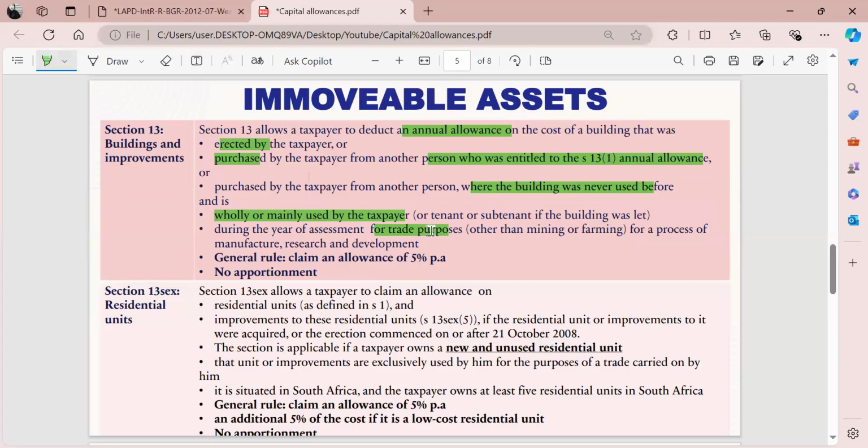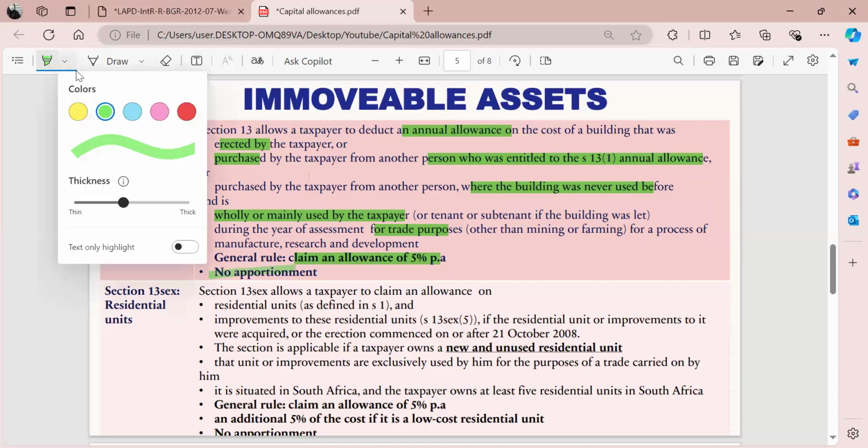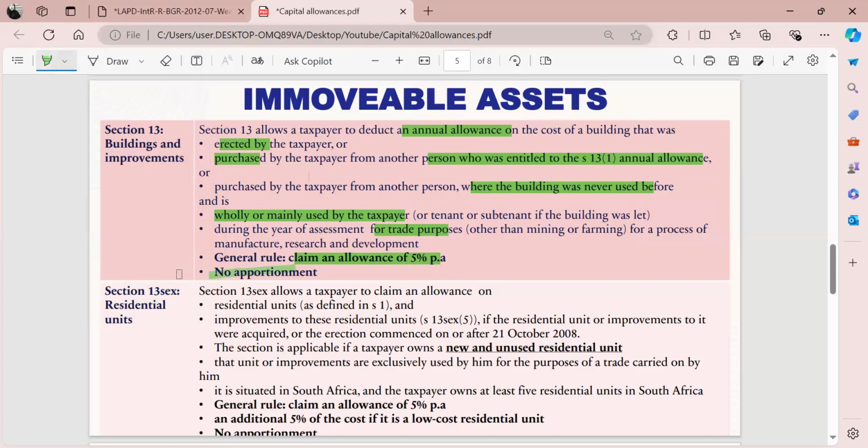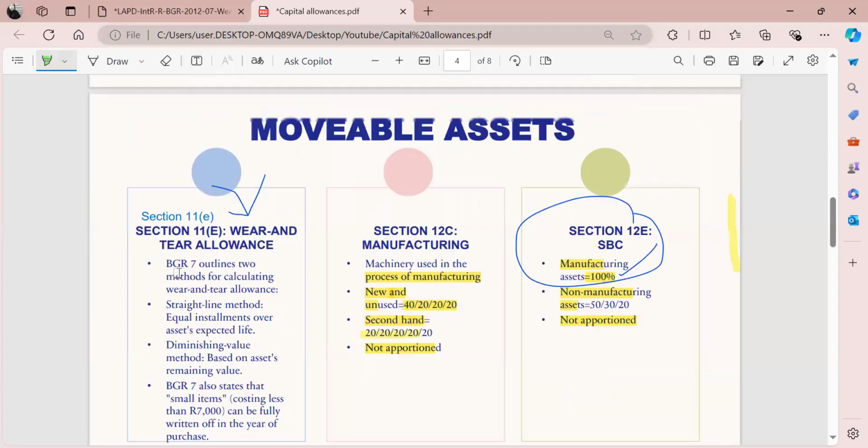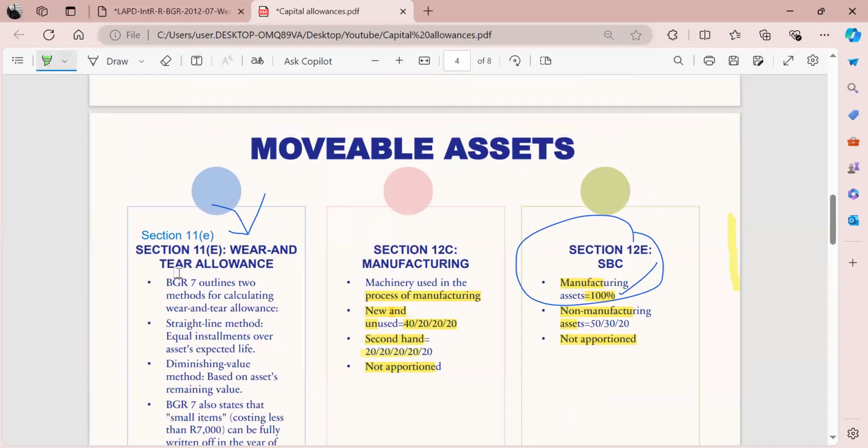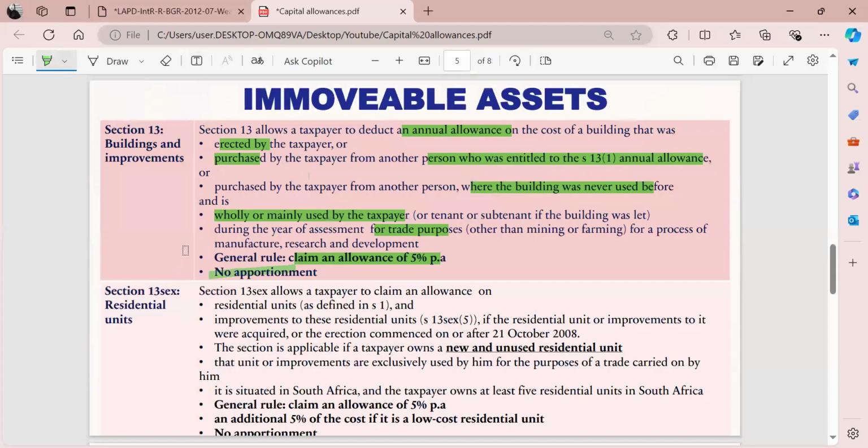Right? So as soon as you see a factory or a manufacturing building, then you know you are dealing with Section 13, subsection 1. The general rule is we are going to claim an allowance of 5% per annum. We do not apportion this capital allowance, right? Remember I said for the purpose of this lesson, the only apportionable allowance is wear and tear. The rest of them are not apportioned.